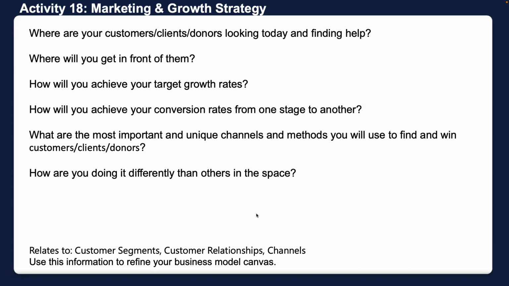And then what are the most important unique channels and methods you're going to use to find and win these people? It could be social media. It may not be. It may be word of mouth. You just need to be able to identify what's important and unique to your segment that's going to help you find those people and to activate those people. And then lastly here is, how are you going to do this any differently than anybody else? Because honestly, if you're doing the same thing that everybody else is doing the same way, there's not a lot of reason for someone to choose you. So you need to think through why your process is any better than anybody else's.